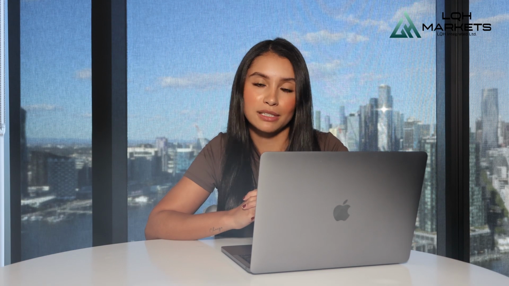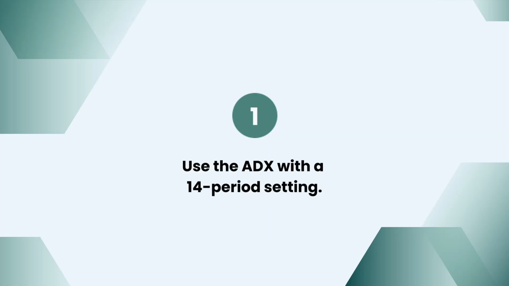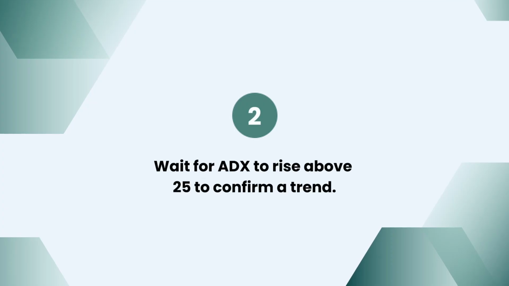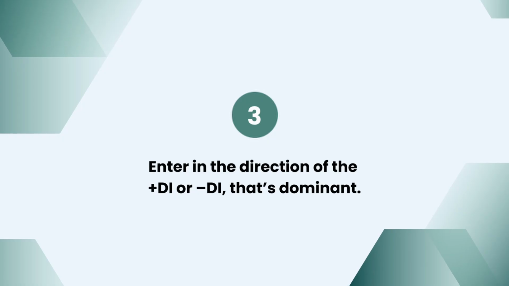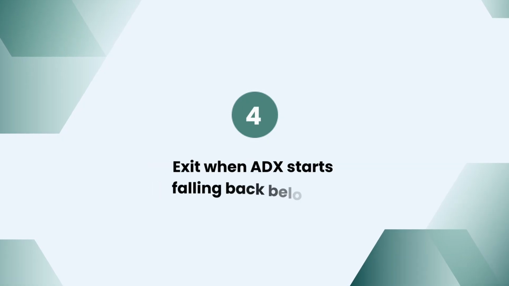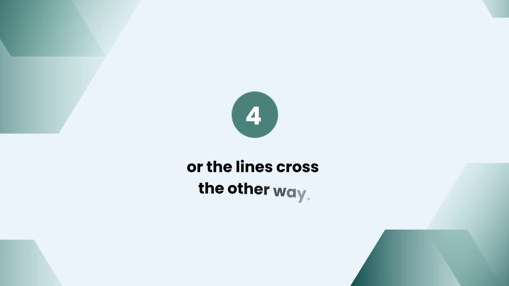Here's a simple setup example. Use the ADX with a 14-period setting. Wait for the ADX to rise above 25 to confirm a trend. Enter in the direction of the plus DI or the negative DI, whichever is dominant. Exit when the ADX starts falling back below 25 or the lines cross the other way.